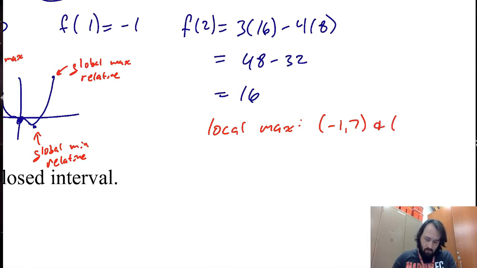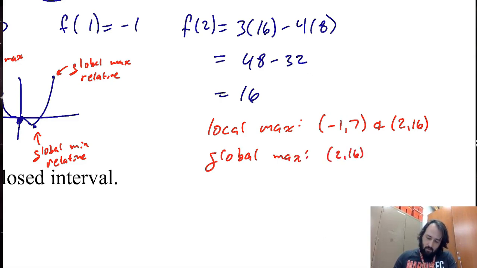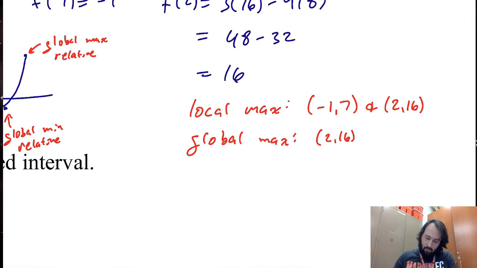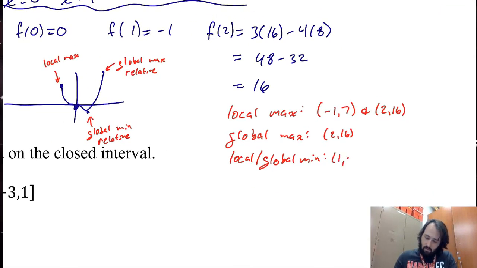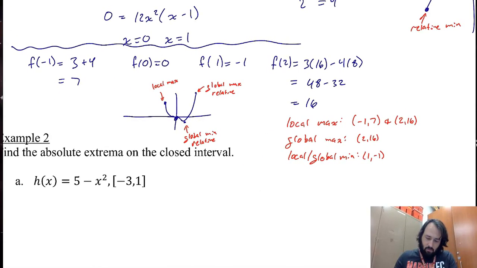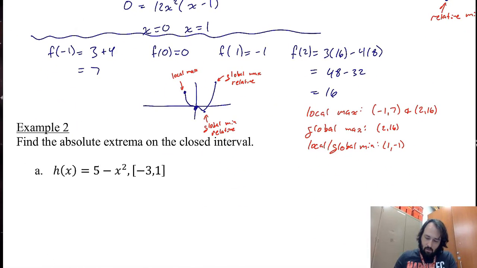and (2, 16). A global max at (2, 16). And a local and global min at (1, -1). Right? Right. All right.